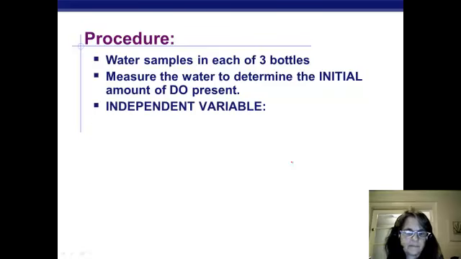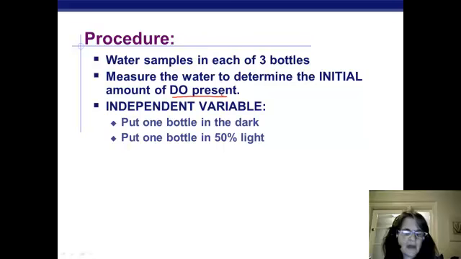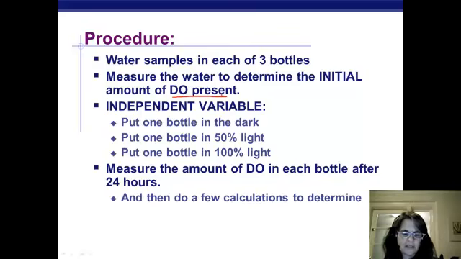So we are going to measure the amount of dissolved oxygen present initially. And so then after we do that, we're going to put one bottle in the dark, one bottle in half light, one bottle in full light. And then as we said, we're going to measure the amount of dissolved oxygen in each bottle after 24 hours. If you'll recall, we had a dissolved oxygen probe to do this attached to the LabQuest. And so once we do that, once we take our measurements after 24 hours, then we do a few little calculations and we can determine the cell respiration rate in that bottle. We can determine the gross primary productivity and the net primary productivity. Okay?